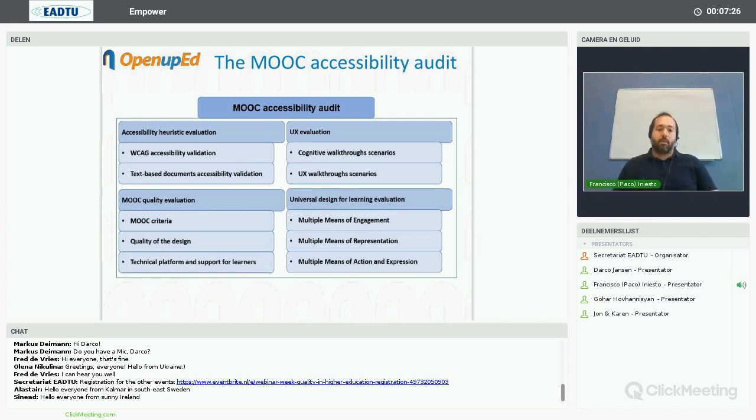To contextualize this audit, the idea was to cover different areas which have a relation with accessibility and could give indicators to answer my research questions. On one side we have the heuristic evaluation, which is the classical one, and includes accessibility validation as well as user experience. Then the MOOC quality, which has 3 main areas: MOOC criteria, quality of the design, and technical platform and support for learners. And universal design for learning.